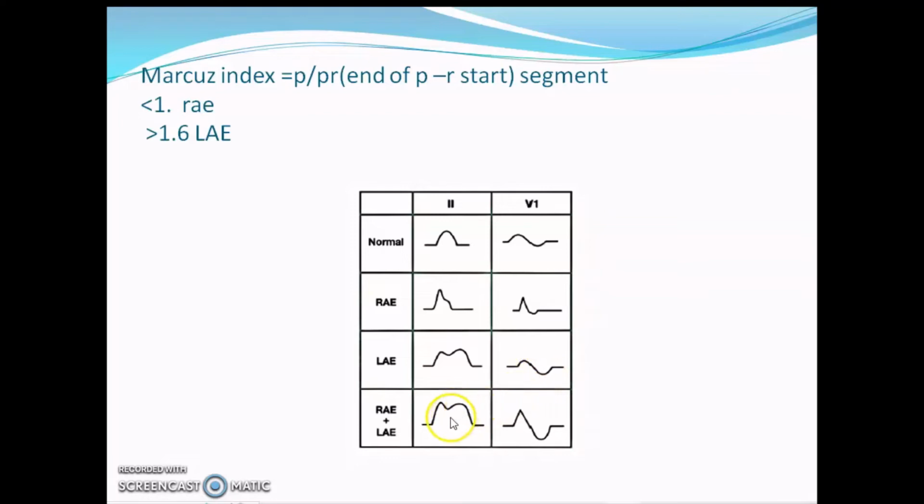When there is both right atrial enlargement and left atrial enlargement, there will be a bifid P wave with the initial taller P wave. It is called P tricuspidale. Whereas in V1, both the positive and the negative deflections will be prominent.